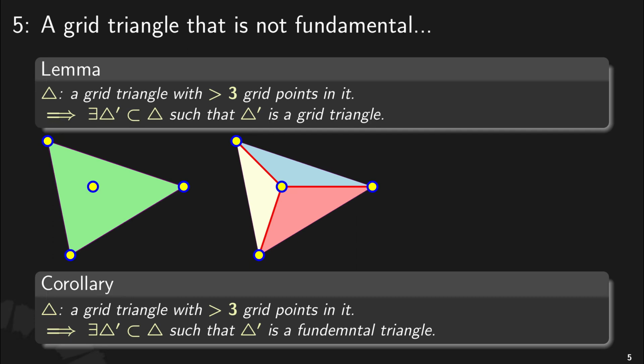If you don't buy this argument, you don't want to think about it as area, just think about how many grid points your triangle contains, right? Every time you apply this lemma, the triangle contains fewer and fewer grid points until you reach the triangle that contains only 3 points. So that implies that every grid triangle by necessity contains a fundamental triangle as a subtriangle, and it's fundamental, as I said.